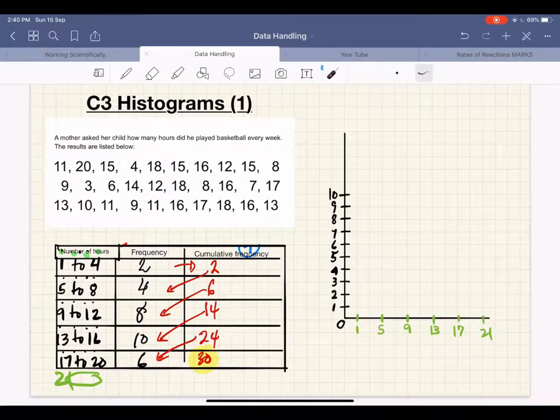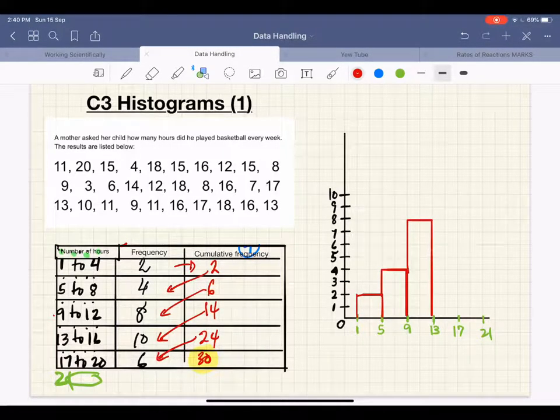Now let's plot and make the graph. The first, 1 to 4, has a frequency of 2. Let me change this to red. So I start here, here, and here. There you go, I have my first bar. The second is 5 to 8, which has 4. Then the next is 9 to 12, which has 8, so 8 would be over here. Next is 13 to 16, which is 10.